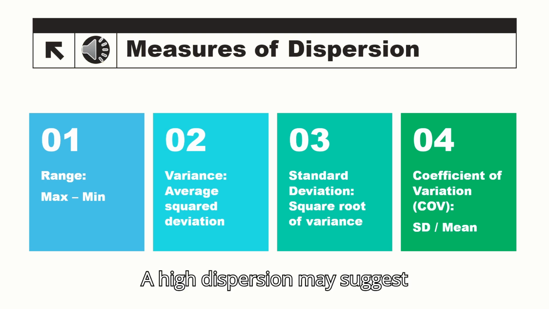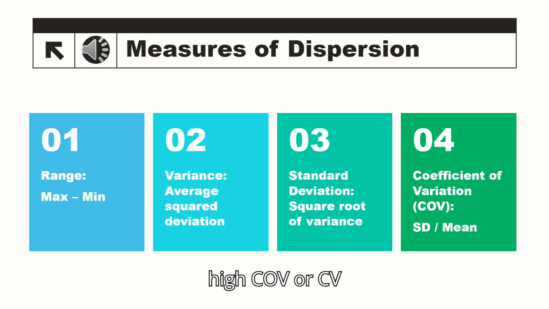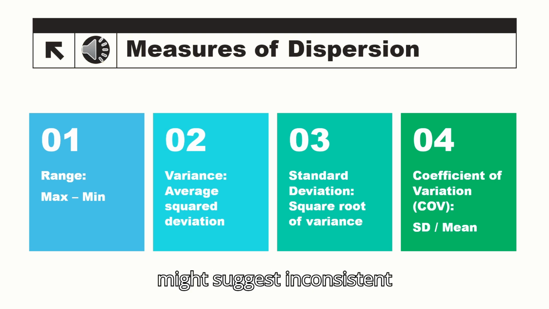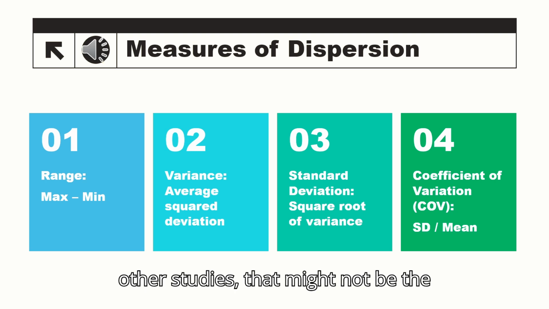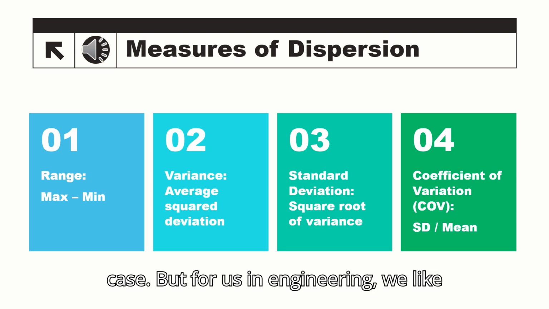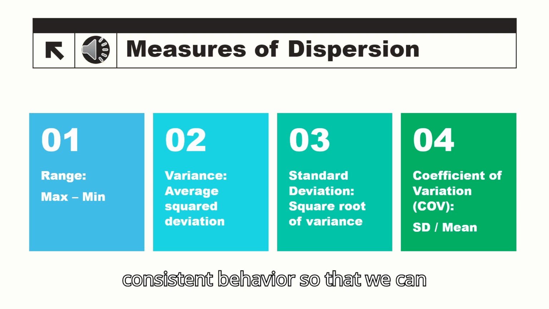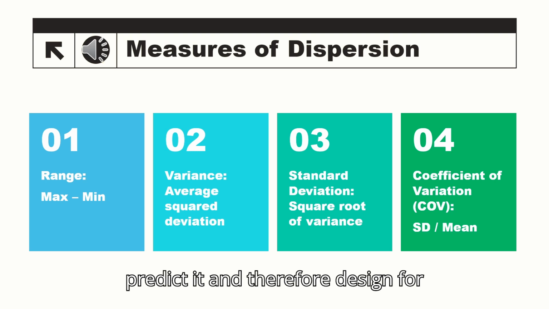A high dispersion may suggest inconsistent performance. So a high COV or CV might suggest inconsistent performance, which is a key red flag for us in engineering. In engineering, we like consistency. In other studies, that might not be the case. But for us in engineering, we like consistent behavior so that we can predict it and therefore design for it.